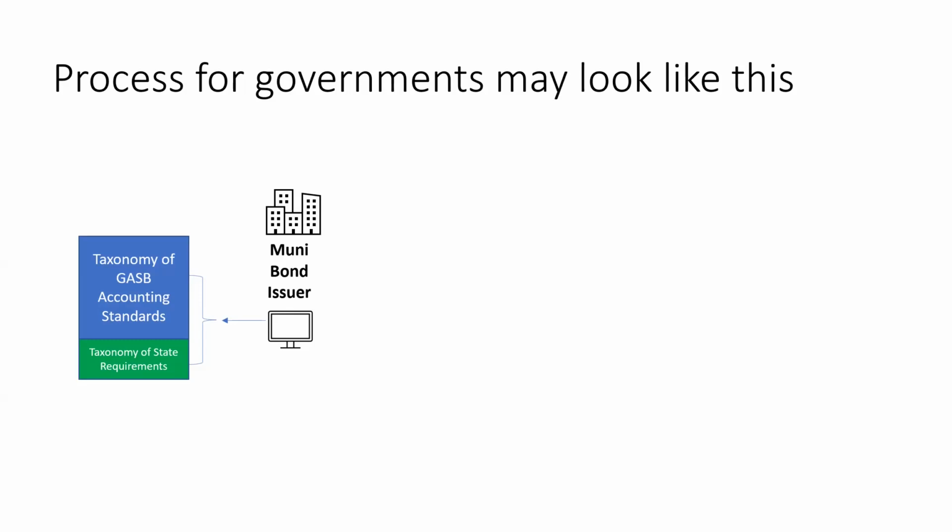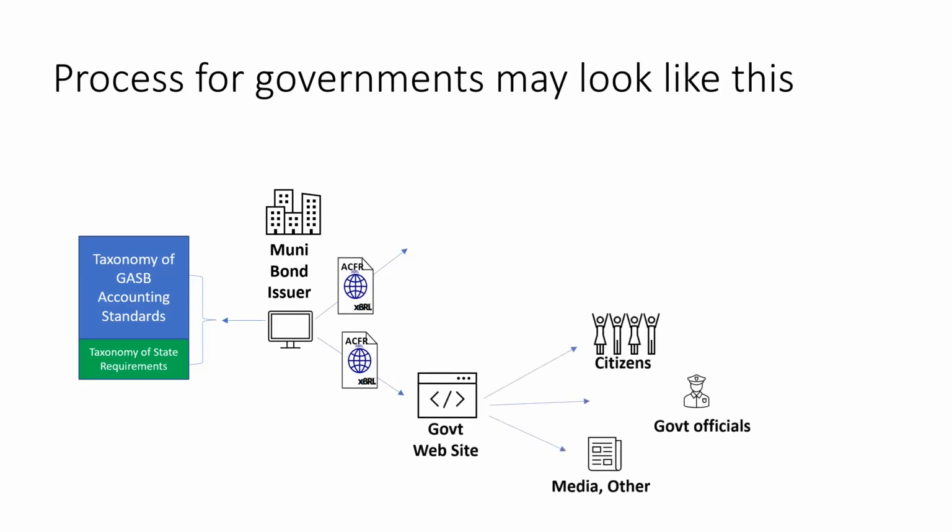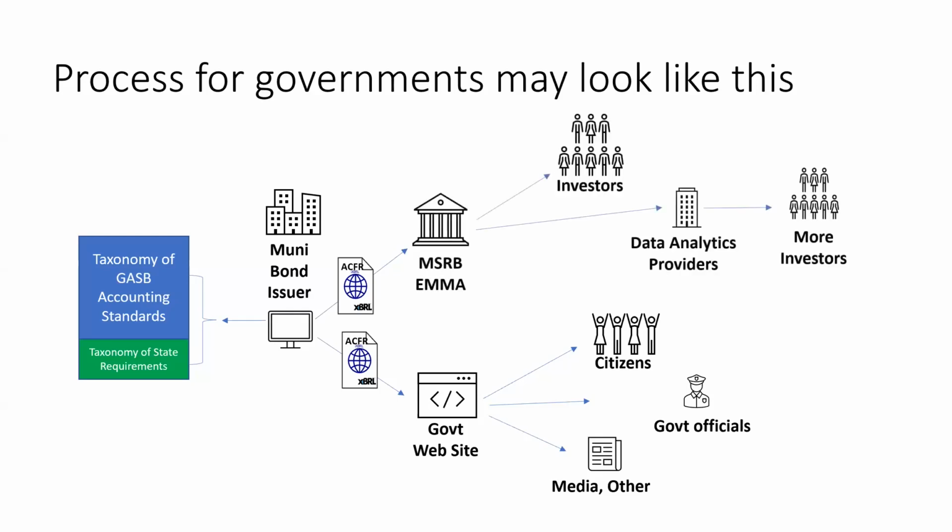Their application used with the taxonomy allows them to generate a machine-readable ACFR. They could then post the ACFR on the government website, where it's accessed by citizens, government officials, the media, and others. They'll also submit it to the MSRB EMMA system, which further distributes it to investors and data analytics providers. Data providers will then distribute the data even further to other investors.